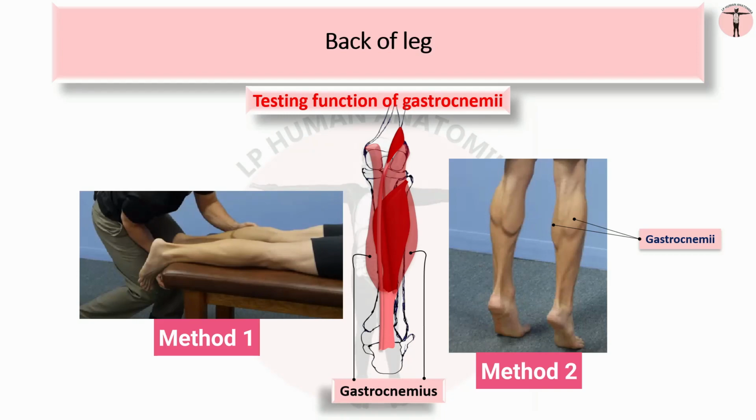Testing function of gastrocnemius. The patient is asked to extend the knee and then plantar flex the foot against resistance. Contraction of gastrocnemius should be felt if it is functioning normally. The second method to test the gastrocnemiae is: the patient is asked to stand on his toes, supporting his hands loosely on the wall. The two muscles become tight due to their contraction, which shows that the muscles are normal and functioning.